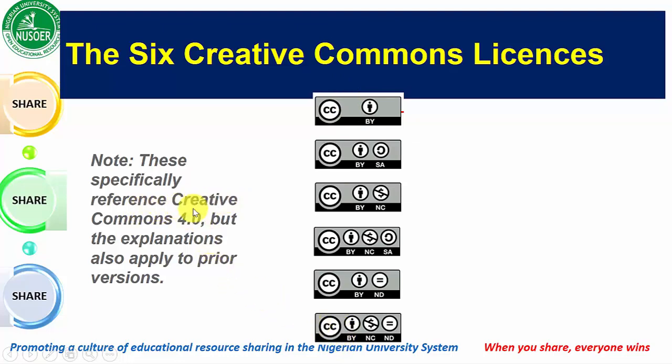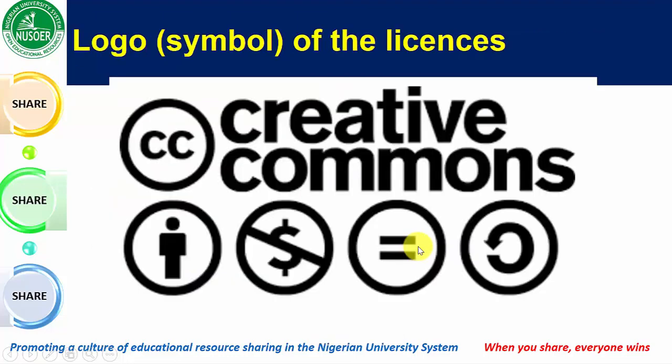You have the Creative Commons 4.0. That's the one that is on now. Today is October 3rd, 2017. Before this time, you have Creative Commons 3.0, but whichever one, all these ones still apply. So now look at these symbols of the Creative Commons logo. Now just watch this carefully. This is CC. That's Creative Commons.